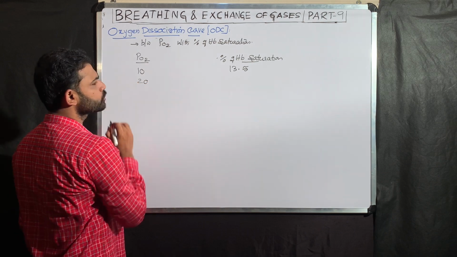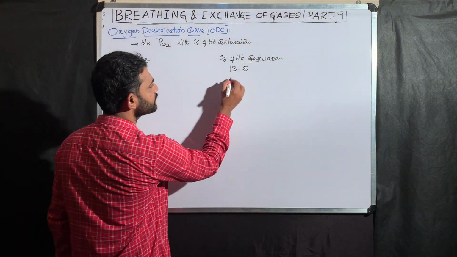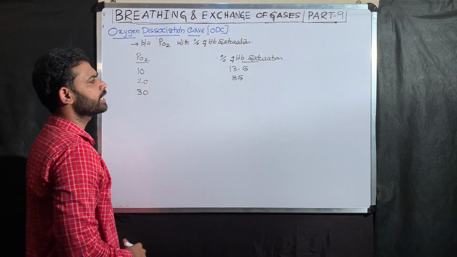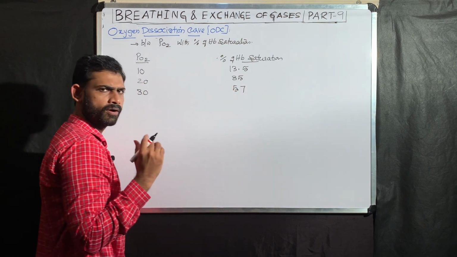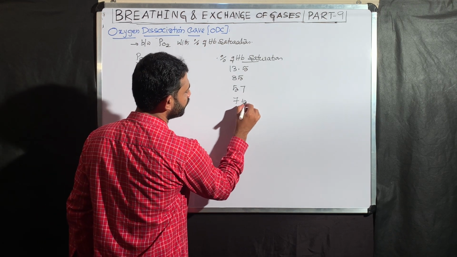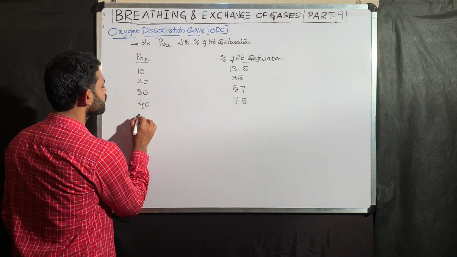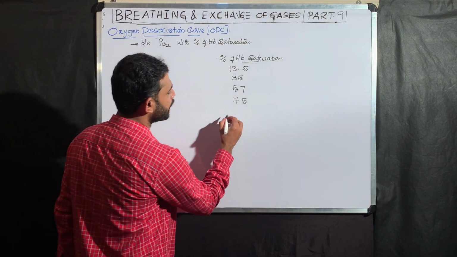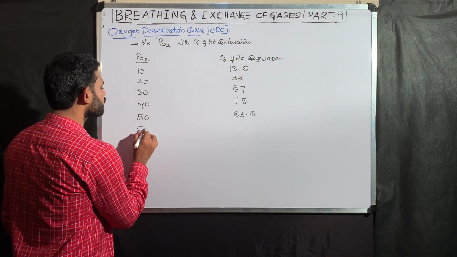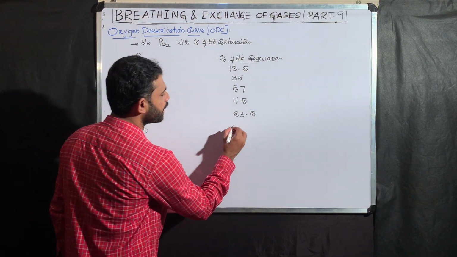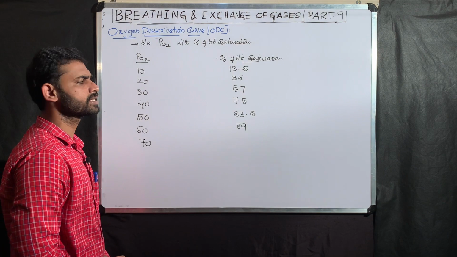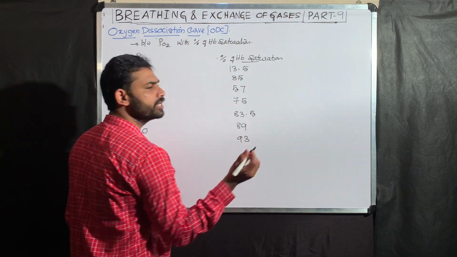Like that, if it becomes 20, the saturation will increase, that is 35. If it is a 30 partial pressure of oxygen, it becomes 57. This is the way you need to understand. If it is 40, it becomes 75. If the partial pressure of oxygen is 50, it becomes 83.5. If it is 60, it becomes 89. If it is 70 partial pressure of oxygen, it becomes 93.